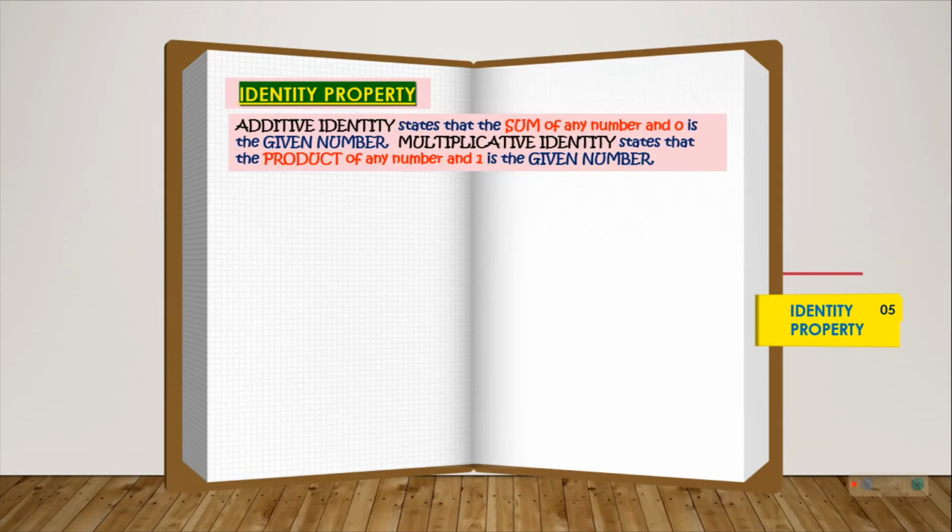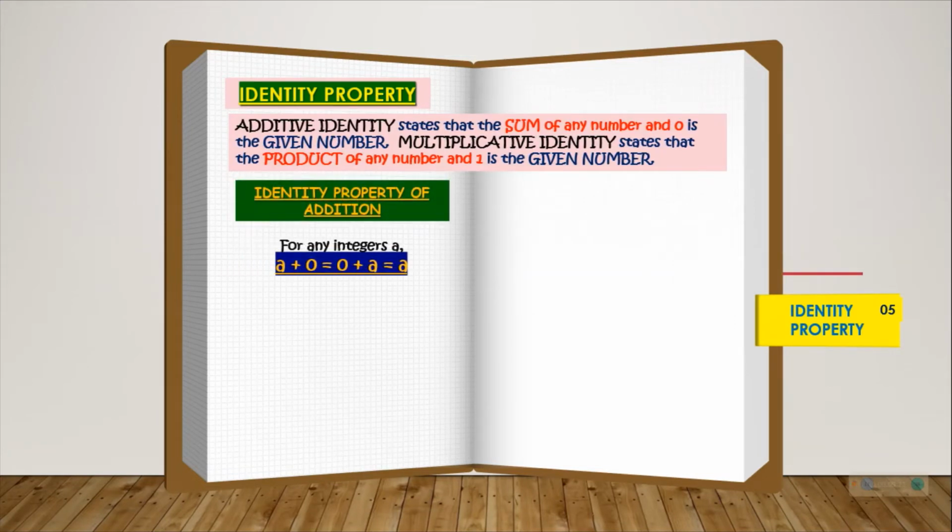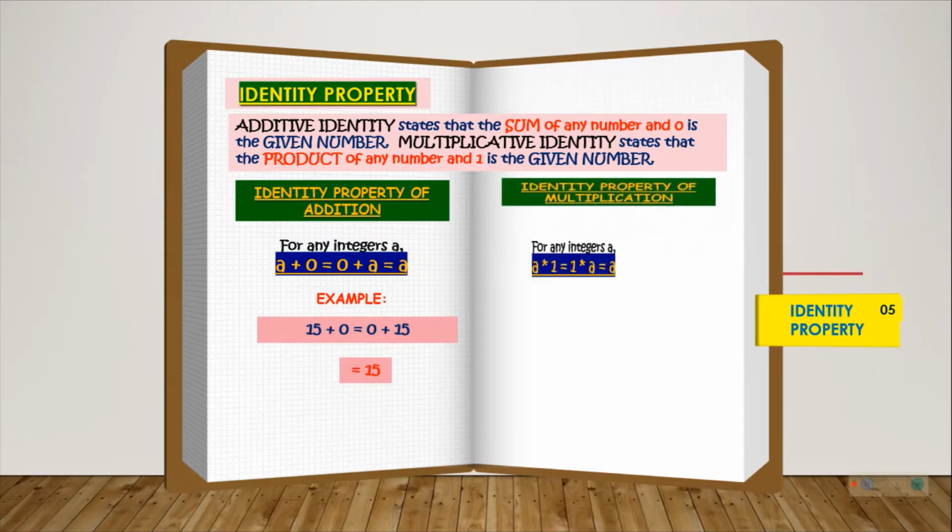The fifth one is identity property. In addition, for any integer a, a plus 0 is equal to 0 plus a is equal to a. So meaning, even if they exchange positions, as long as 0 is added to a number or integer, the result is still the given number. So for example, 15 plus 0 is equal to 0 plus 15. They just changed positions, but still, they have the same answer. 15 plus 0 is equal to 15, then 0 plus 15 is also 15.